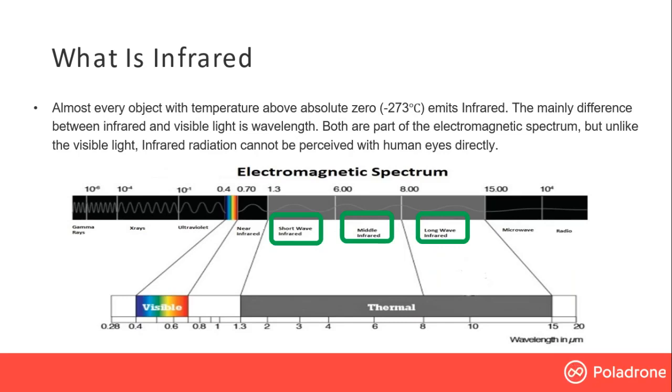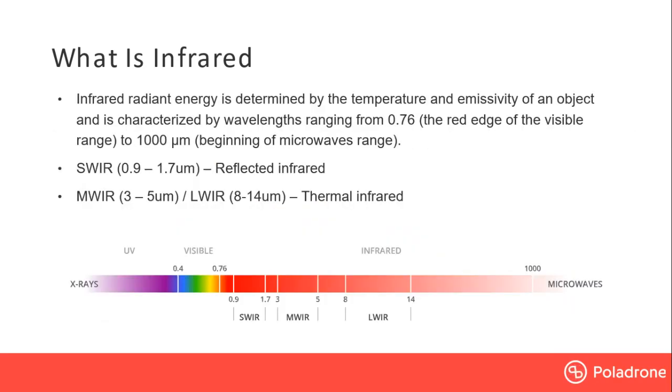Infrared can be differentiated into three wavelength ranges, including short wave, medium wave, and long wave. The short wave range is from 0.9 to 1.7, the medium wave range is from 3 to 5, and the long wave range is from 8 to 14.